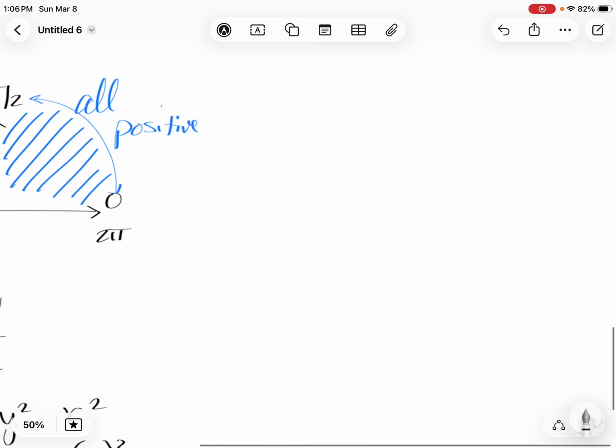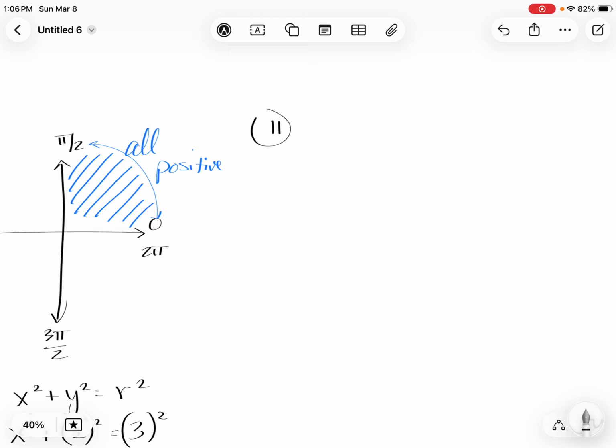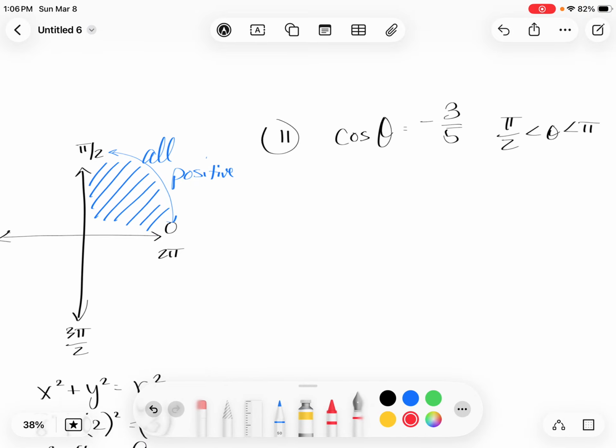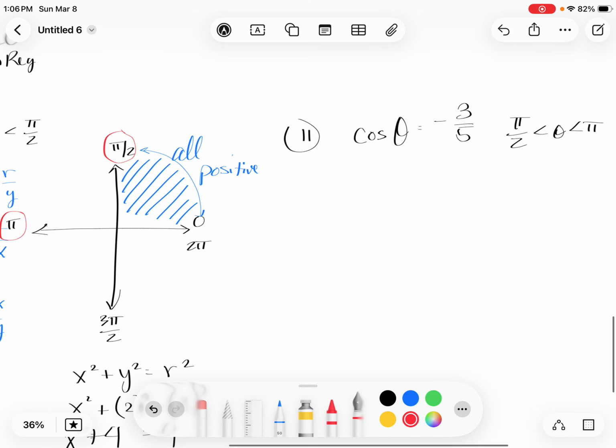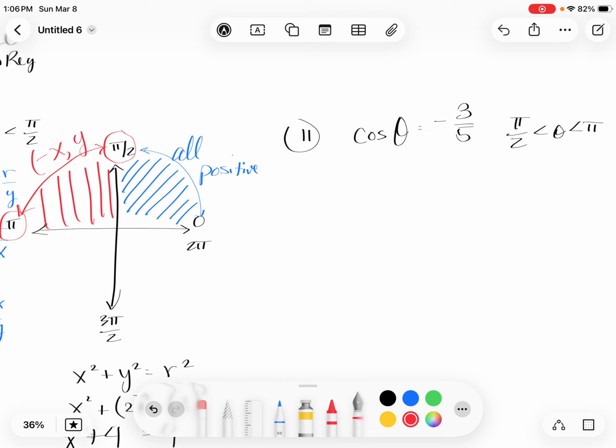Number 11, I'll put on this side so I can use that same graphic there. It gives me the cosine of theta is equal to negative 3/5. And it gives me pi over 2 < theta < pi. So this time, pi over 2 is here, pi is here, so that's everything in this quadrant. If I want to get into quadrant 2, that means my x is going to be negative, but the y is going to be positive.